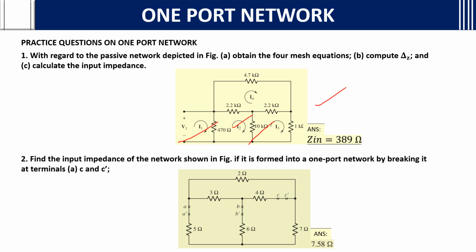It is the same. Write the 4 mesh equations, write the delta Z, find the delta 11, then find Zn is equal to delta Z by delta 11. Here, the same question I have already solved for removing the A port and the B port, but I have given it here for removing the C port, that is the C and C terminals, and find the Zn. So try this.